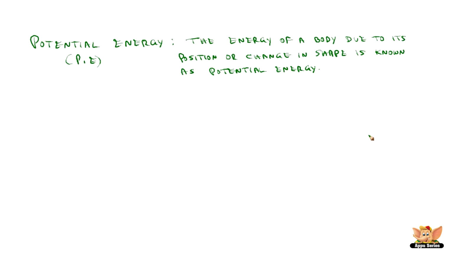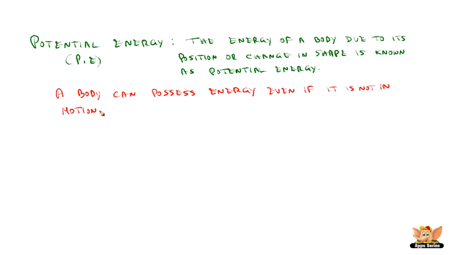So, a body may possess energy even when it is not in motion. From potential energy, we come to know that a body can possess energy even if it is not in motion. The general tendency is to think that a body possesses energy only when it is in motion. It's not so. Potential energy defines that a body can possess energy even if it is not in motion. How? Because it has the potentiality to store the energy and deliver it whenever it is required.